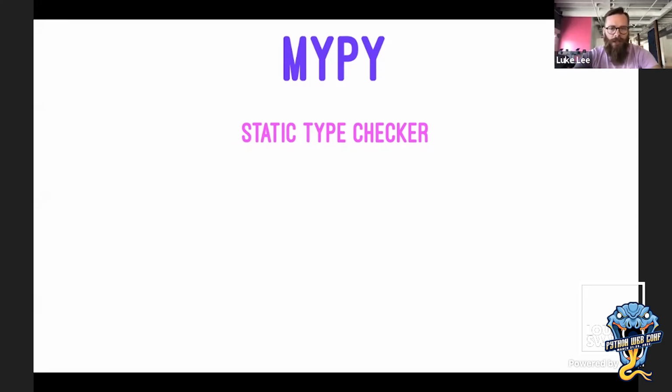I don't have a whole lot of examples about MyPy, but what you can do is add all these types and then run MyPy over it, and MyPy can tell you about mismatched types.